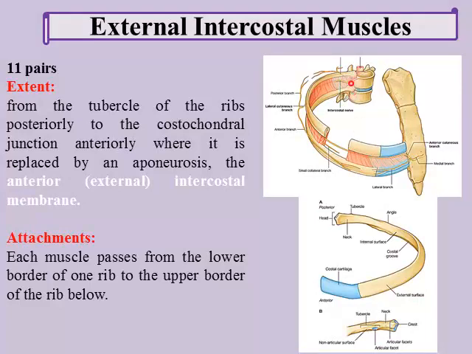Again, the extension is from posterior to anterior. Anteriorly, it will change to the external or anterior intercostal membrane, becoming membranous in form, not fleshy. And its attachment: rib above through its lower sharp border, rib below by its rounded border.